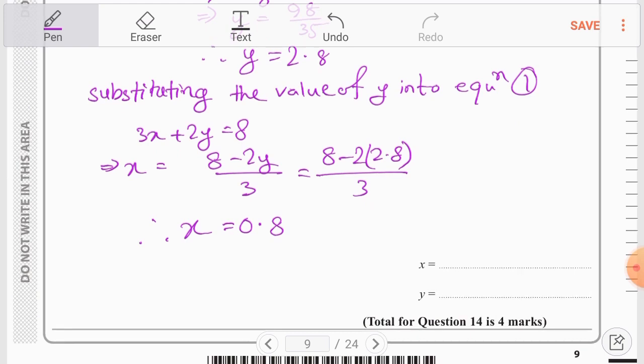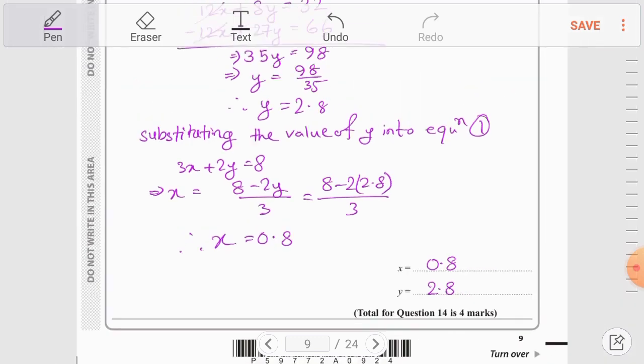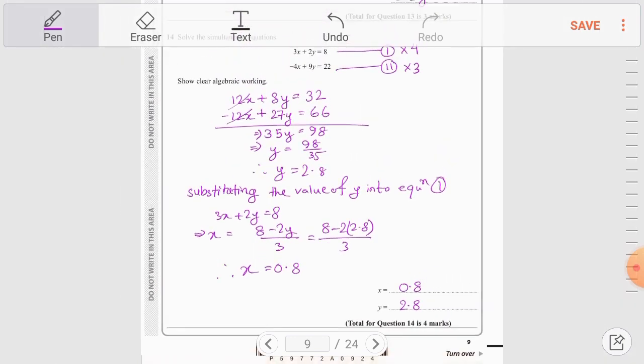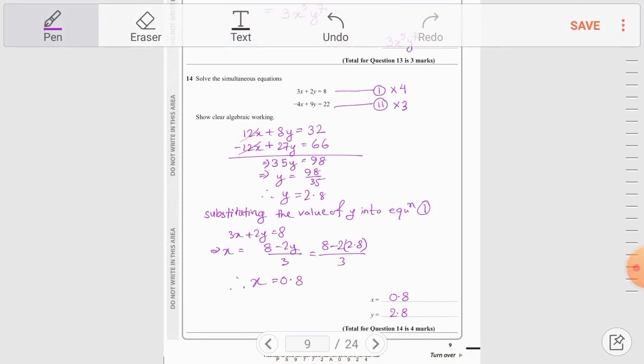So you need to write the values on here. That is, x was 0.8 and y was 2.8. That was the end of question number 14. I hope it was clear. Moving to question number 15.